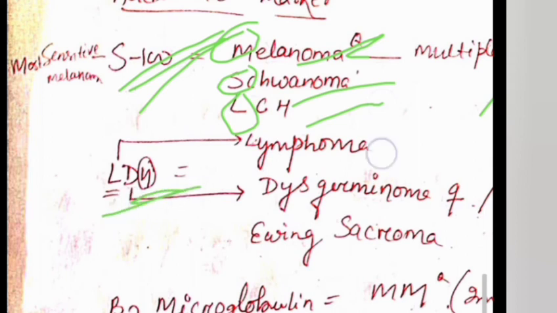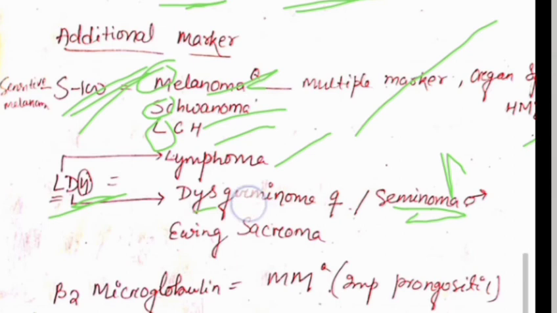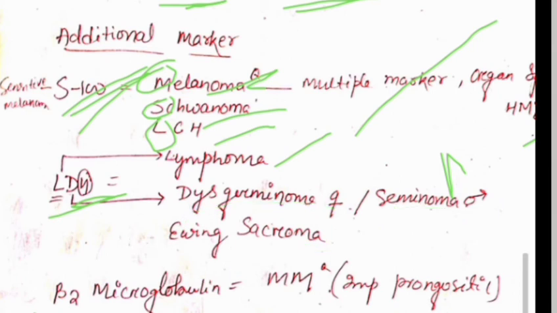LDH is found in lymphoma, dysgerminoma of the female, and in males it is seminoma, and Ewing sarcoma. What is Ewing sarcoma? It is a bone tumor with bone swelling and weakness, where LDH acts as a biomarker. So how can you remember? L for lymphoma, D for dysgerminoma, in male case seminoma, and H for the bone, Ewing sarcoma.